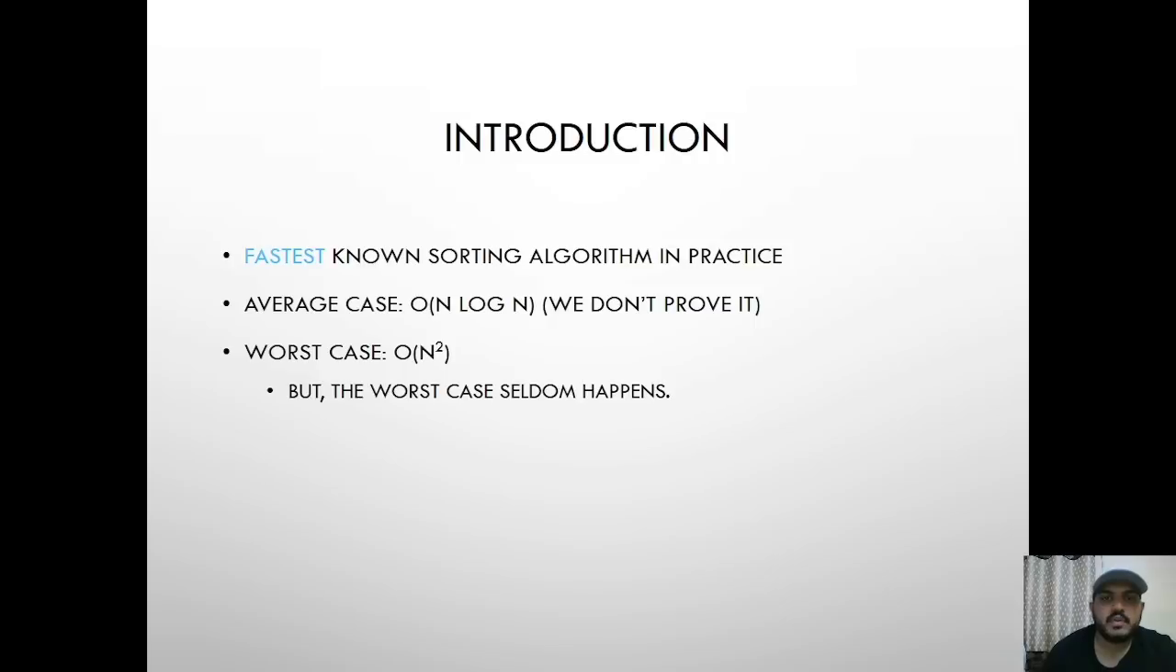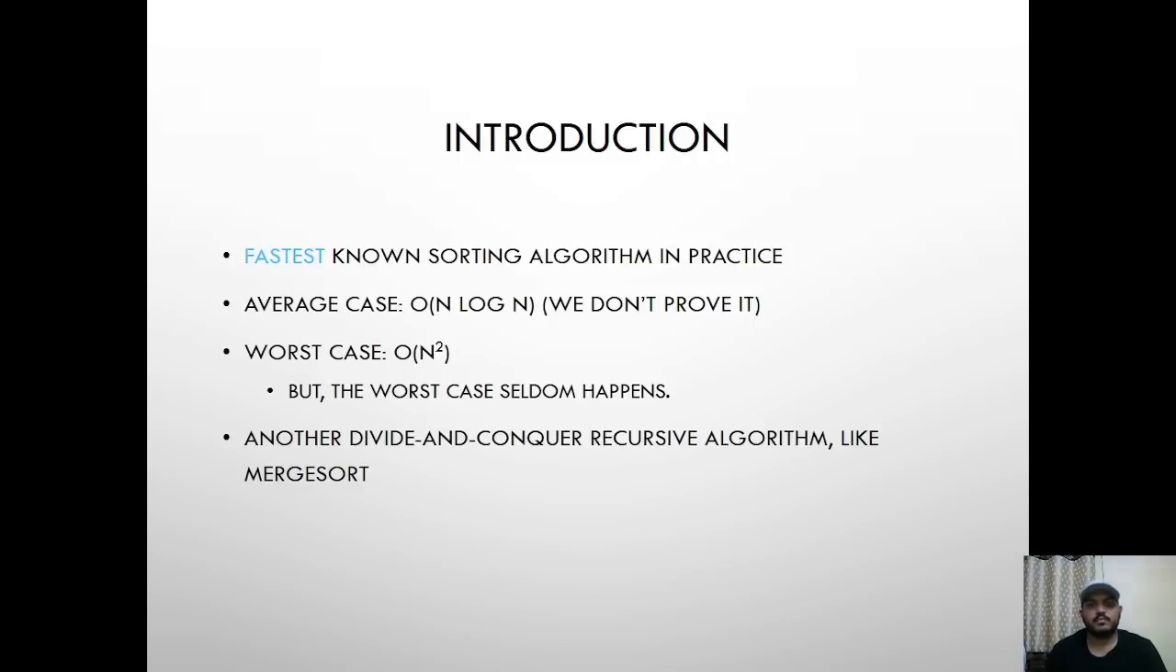So here is some brief information on Quicksort. Quicksort is the fastest known sorting algorithm in practice, and it has a best case and worst case analysis. In the average case it is n log n, which we don't prove. In the worst case it is n squared, but the worst case seldom happens.